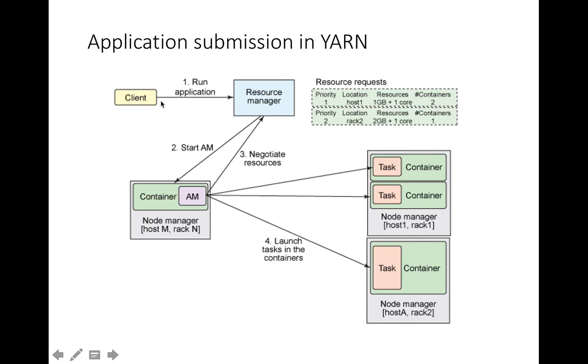A client first runs some application. I will submit the application to the resource manager to request that it manage my application. That's the first step. The resource manager will start some application master. This application master will coordinate the execution of the application the client submitted to it. Generally, we call the application master the AM.